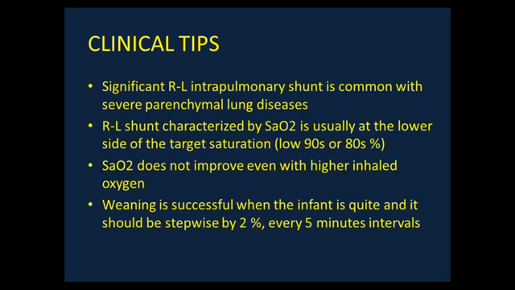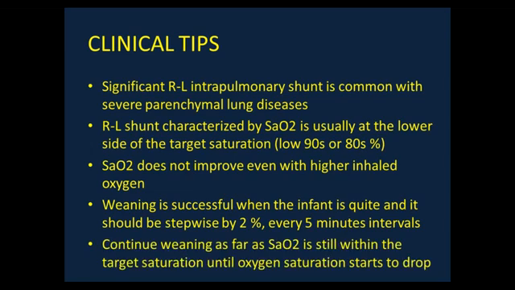And it should be stepwise, by 2% every 5 minutes. So if you have an infant inhaling a high oxygen fraction and you apply oxygen reduction with a good response, so you can reduce oxygen to a significant level from the baseline at the beginning of the test, this is consistent with a right to left shunt. Continue weaning as long as saturation is still within the target saturation, until oxygen saturation starts to drop further below the target saturation.